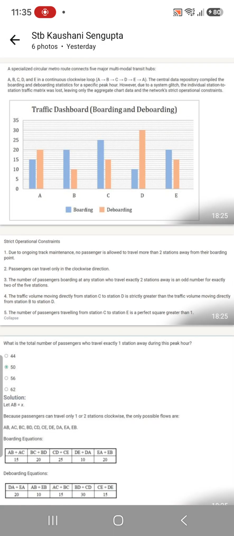The traffic volume moving directly from C to D is strictly greater than the traffic moving directly from B to D. So C to D is greater than B to D, and the number of passengers traveling from C to E is a perfect square greater than 1. So these are the constraints.